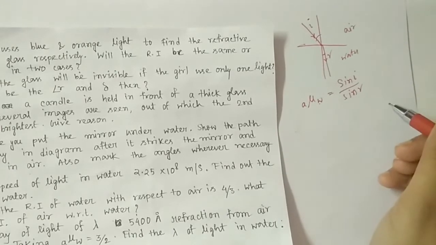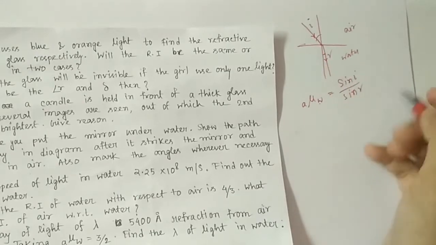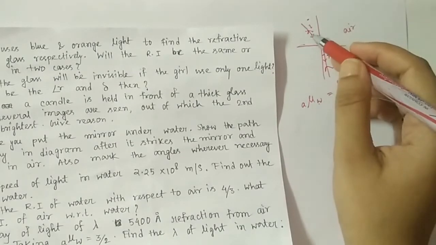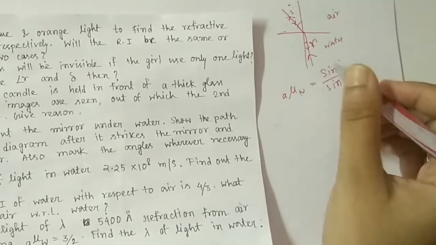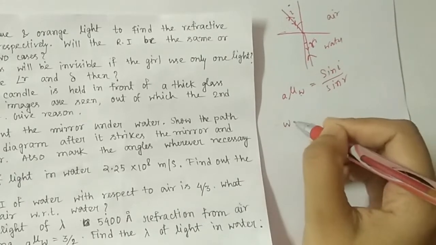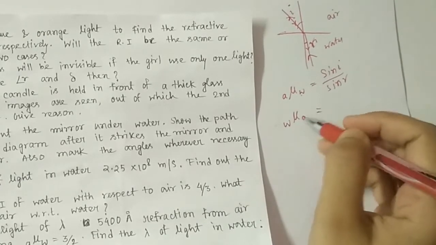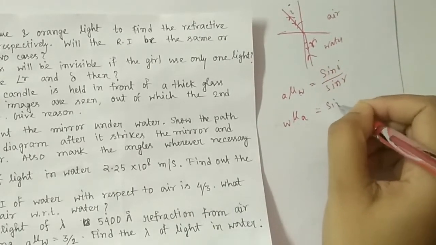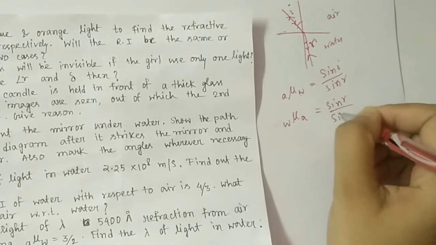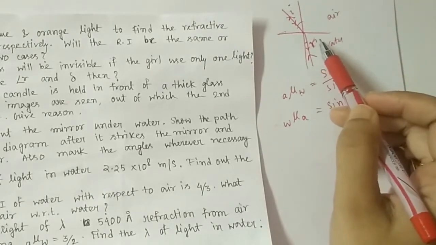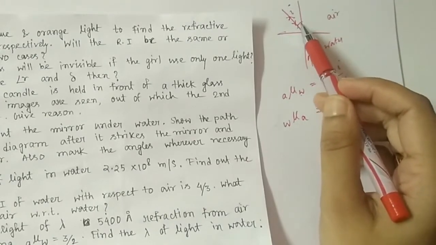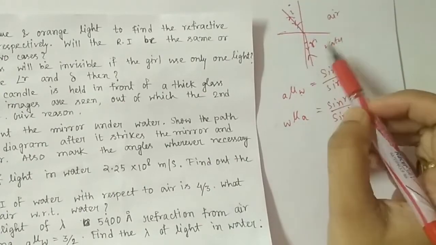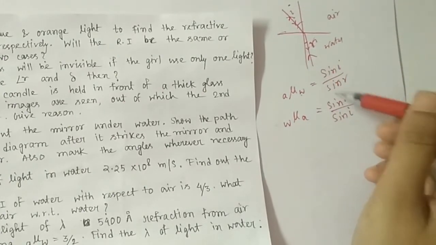This can be written according to Snell's rule. But if we reverse the path, suppose the light is moving from water to air medium, so the complete thing will get reversed. In this case, we will write that W mu A, that is the refractive index of air with respect to water, is sin R by sin I. We are considering that this angle is the angle of incidence, this angle is I, and this angle is R. So we can write it like that.